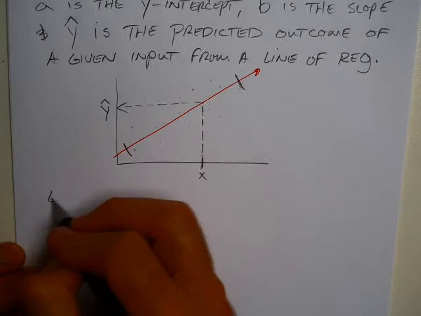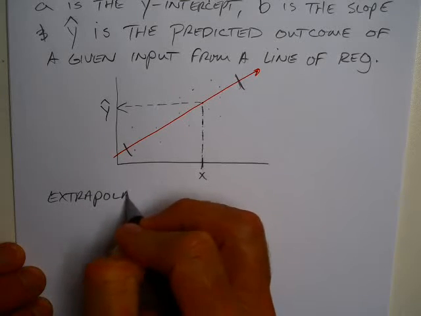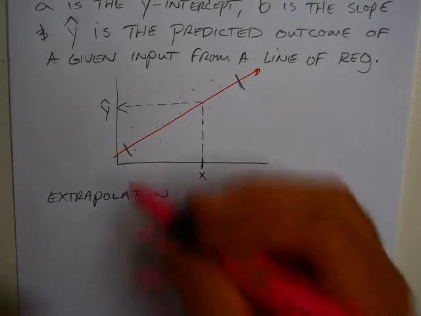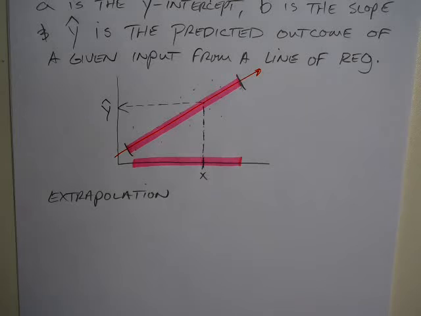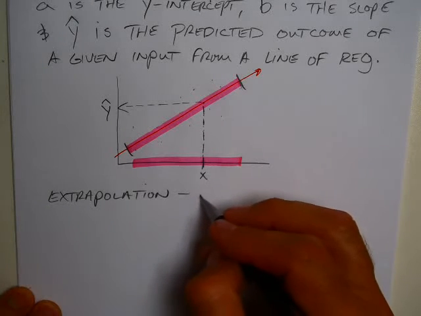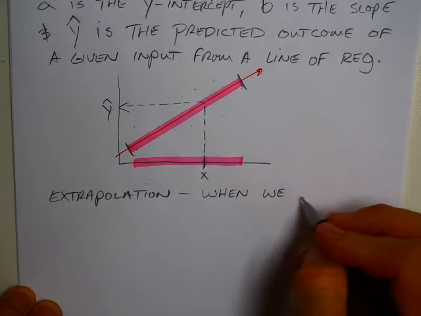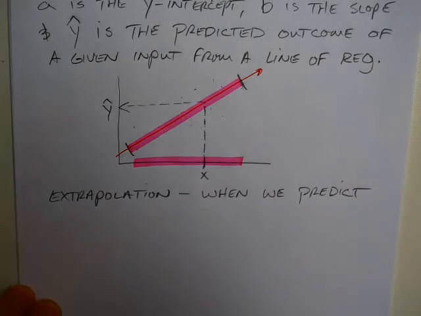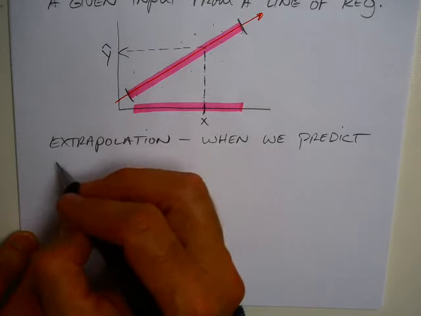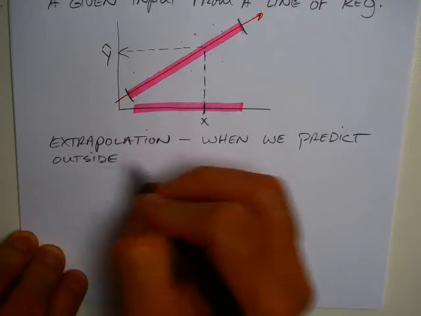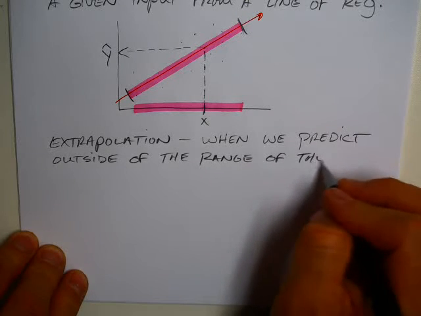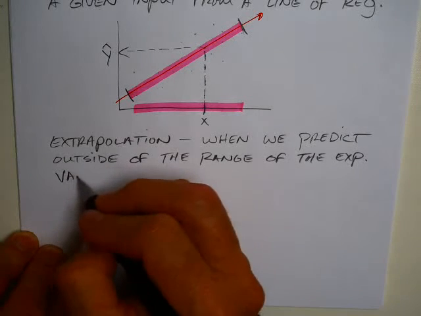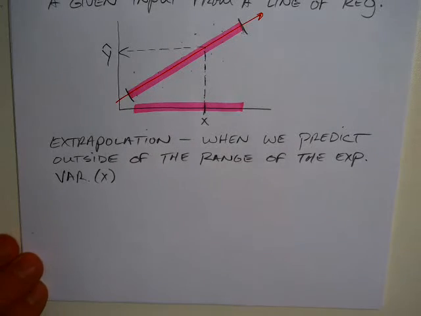And what that gets at is extrapolation. I'm okay making some values, some estimates from these inputs that are within the range of my data, but if I try to step outside of the range of the data, we end up with an extrapolation problem, perhaps. This is when we predict outside of the range of the explanatory variable. We run the risk of an extrapolation error.